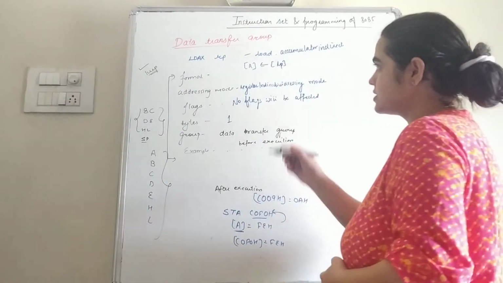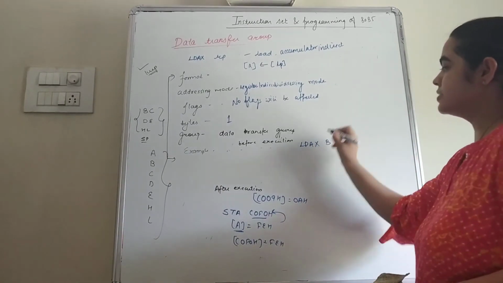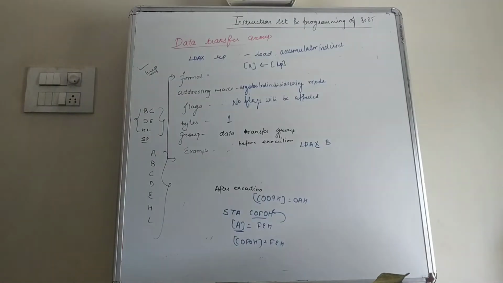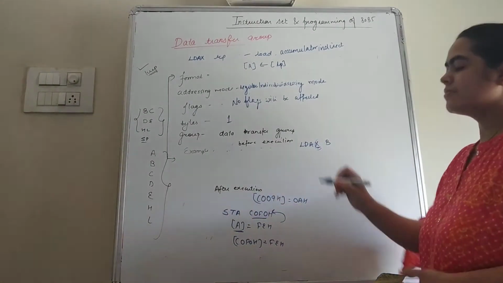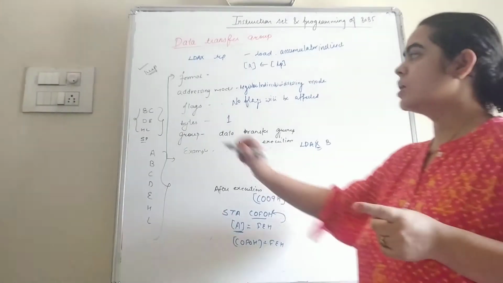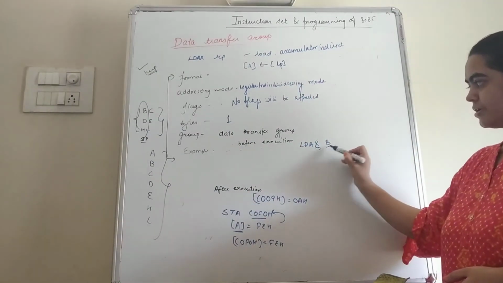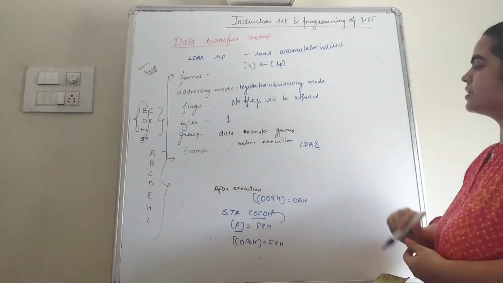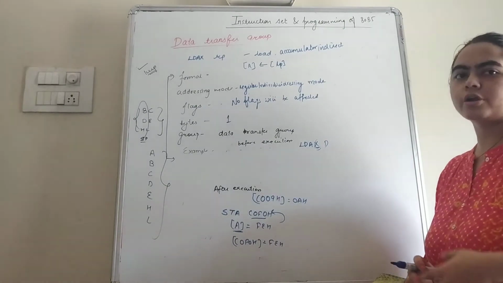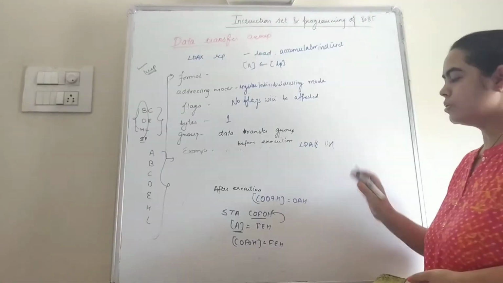Students, the register pair. Suppose we have the instruction LDAX B. Here X is given, that means we are talking about a register pair. If X is given, then you have to write the initial higher order byte register. If we write B here, that means we are talking about the BC pair. If we write D, that means the DE pair. If we write H, that means the HL pair.